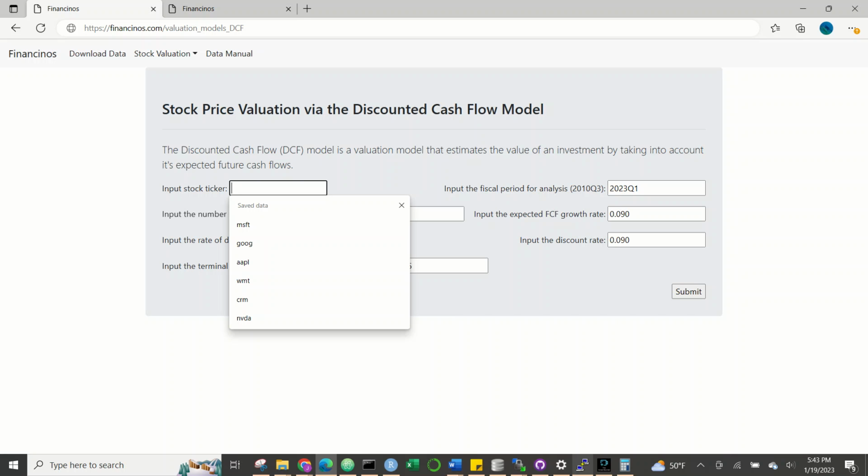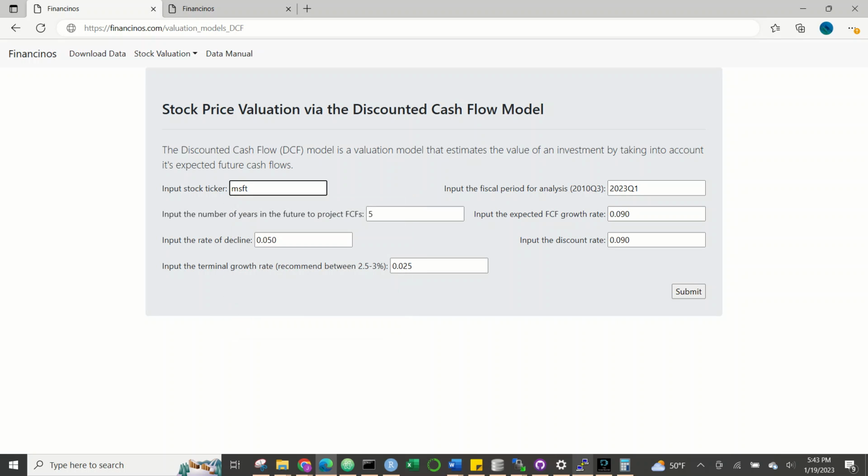So what we're going to do is input a stock ticker first. We're going to put Microsoft. We'll use that as an example. 2023 Q1, we'll use that data period. We're going to project future free cash flows for 5 years, and then the expected free cash flow growth rate. Let's take a look. Let's see if we can change that.